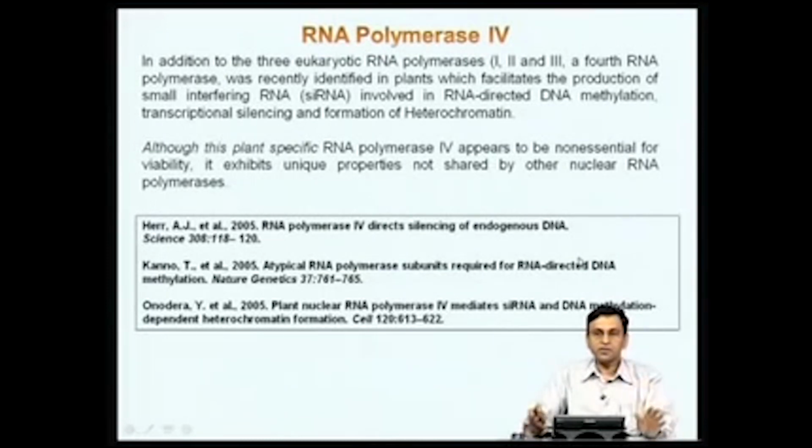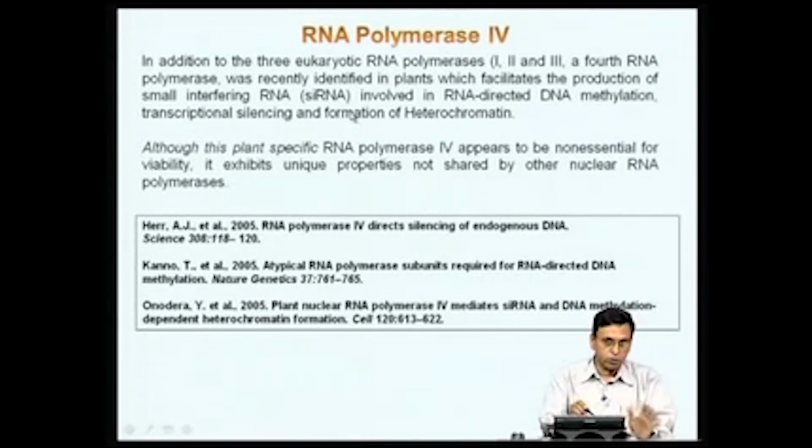Now, I forgot to mention in the last class that in addition to the 3 RNA polymerases, there is also a very new RNA polymerase which was discovered in plants and is called RNA polymerase 4. In fact, this was discovered just in 2005, and as you can see here, 3 papers were published more or less simultaneously in Science, Nature and Cell about the discovery of this RNA polymerase. So, in addition to the 3 eukaryotic RNA polymerases 1, 2 and 3, a 4th RNA polymerase was recently identified in plants, and this RNA polymerase facilitates the production of small interfering RNA.